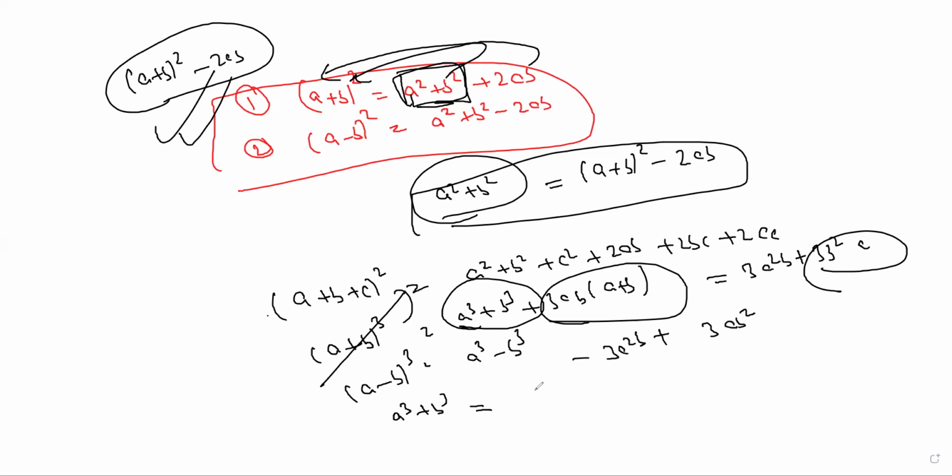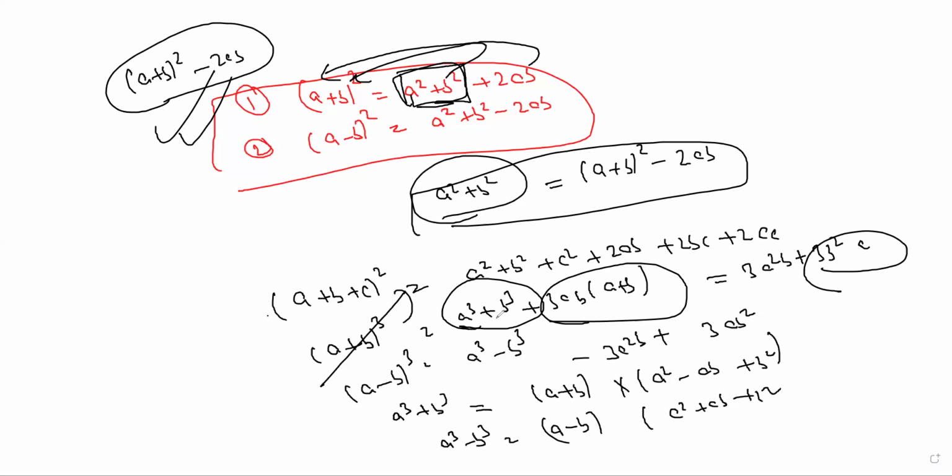That is (a plus b) into (a square minus ab plus b square). Similarly, you have a cube minus b cube, that is (a minus b) into (a square plus ab plus b square), right? These are the formulas you should know, right?